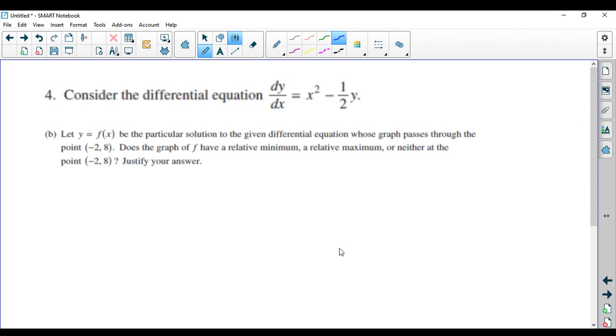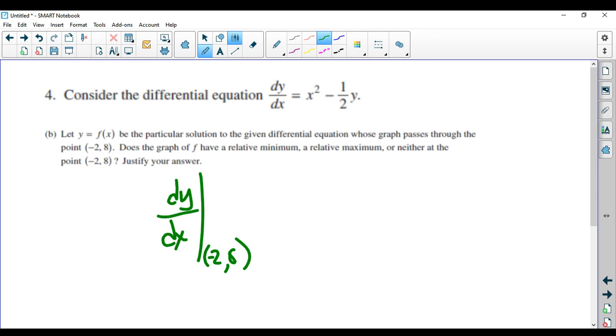So now we have to think about what makes a relative minimum or maximum. First of all, the big thing here is relative mins and maxes can only occur at critical numbers, and critical numbers happen where the derivative equals 0. So we're going to see what the derivative is, which we're given, dy/dx, at the point x = -2, y = 8.